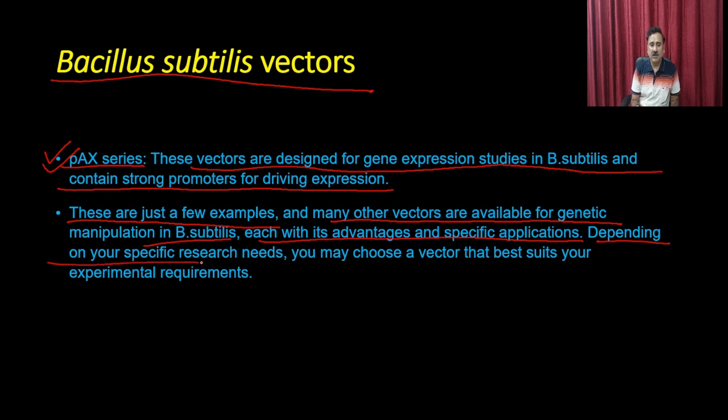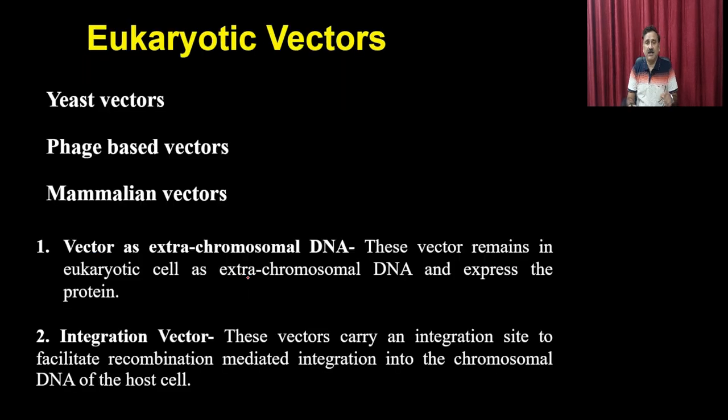Depending upon your specific research need, you may choose a vector that best suits your experimental examples. So, these are the two vectors that we have discussed from the prokaryotic system. We also have many vectors from the eukaryotic system. So, let us discuss the eukaryotic vectors.